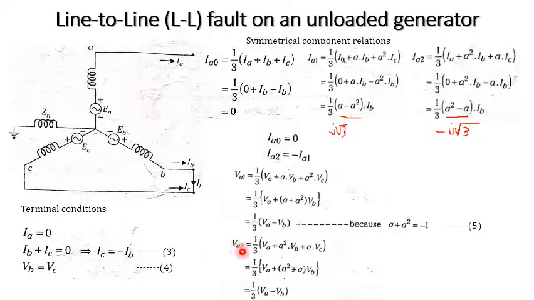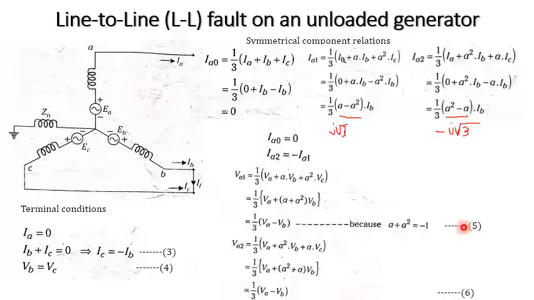So what is VA2? VA2 is nothing but 1 by 3 times of VA plus A square into VB plus A into VC. Similarly, we know that VC is nothing but VB. So that is A square plus A, that is nothing but VB. So we know that A plus A square is minus 1. So this will become 1 by 3 times of VA minus VB. Call this equation as 6.